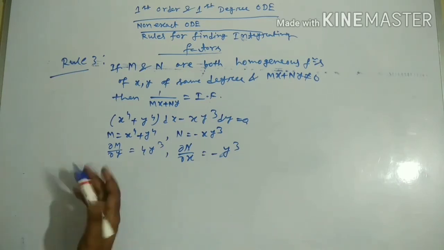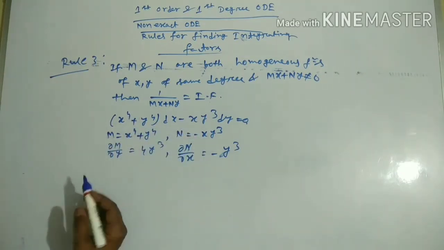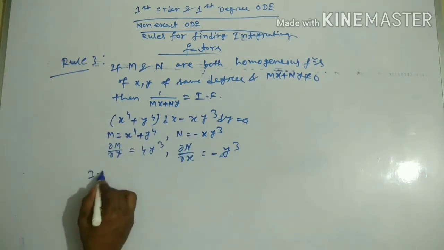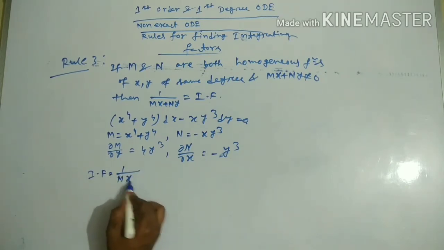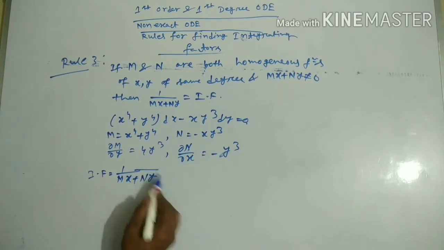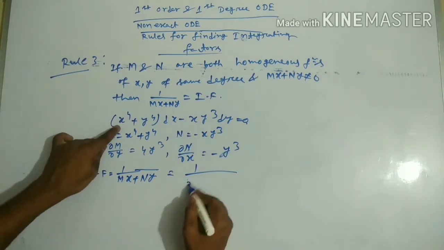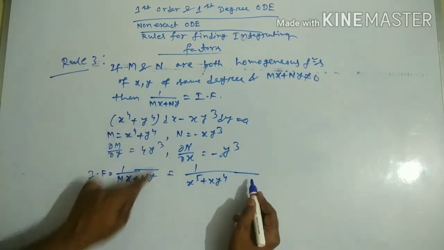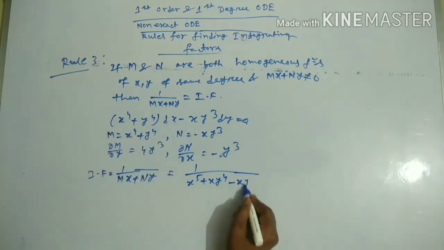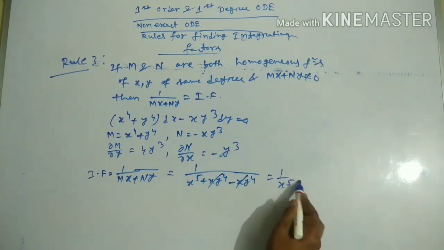So since in this equation M and N are both homogeneous, we will apply rule number 3, and it will be 1 by Mx plus Ny. So we will have to calculate this. Mx means x to the power 5 plus x y to the power 4, plus Ny means minus x y to the power 4. So this will be cancelled out and the function is 1 by x to the power 5.